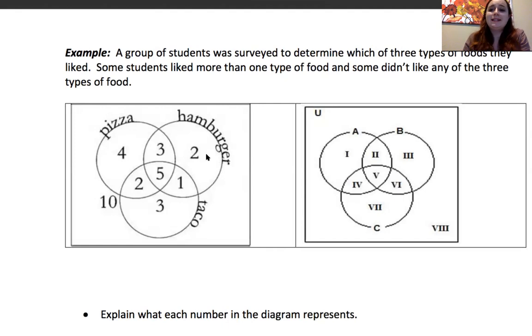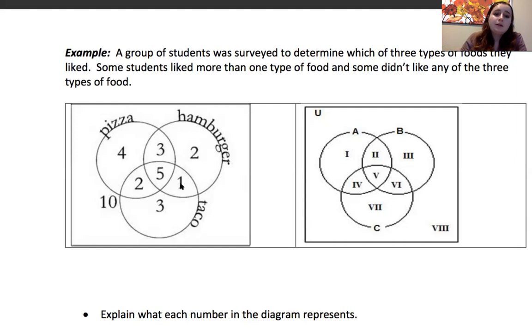You have to look at the entire hamburger circle. So if we look at this whole circle around, that has 4 numbers there, 3, 2, 1, and 5. So we have to add up all of those, which adds up to be 11. So 11 people like hamburger.